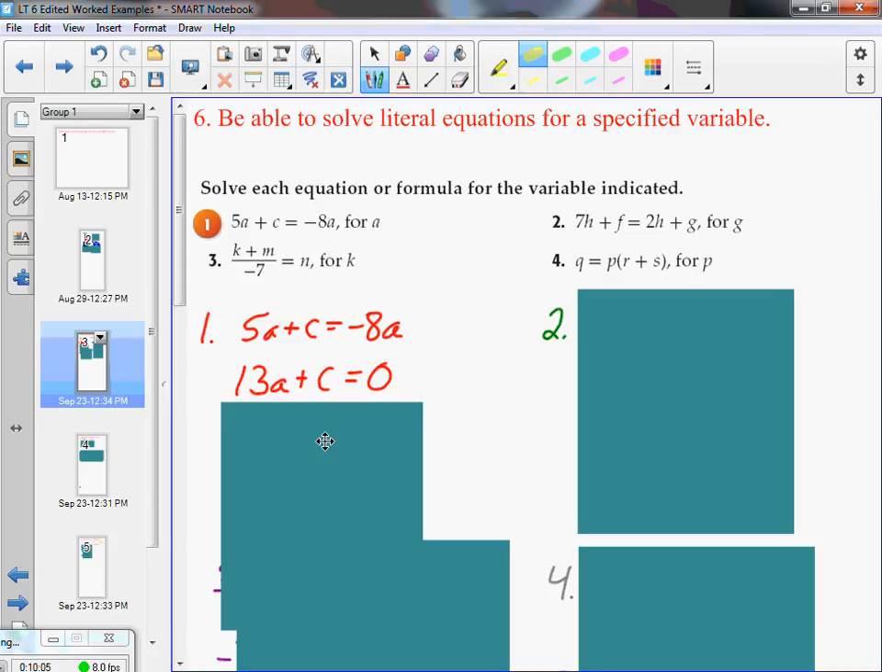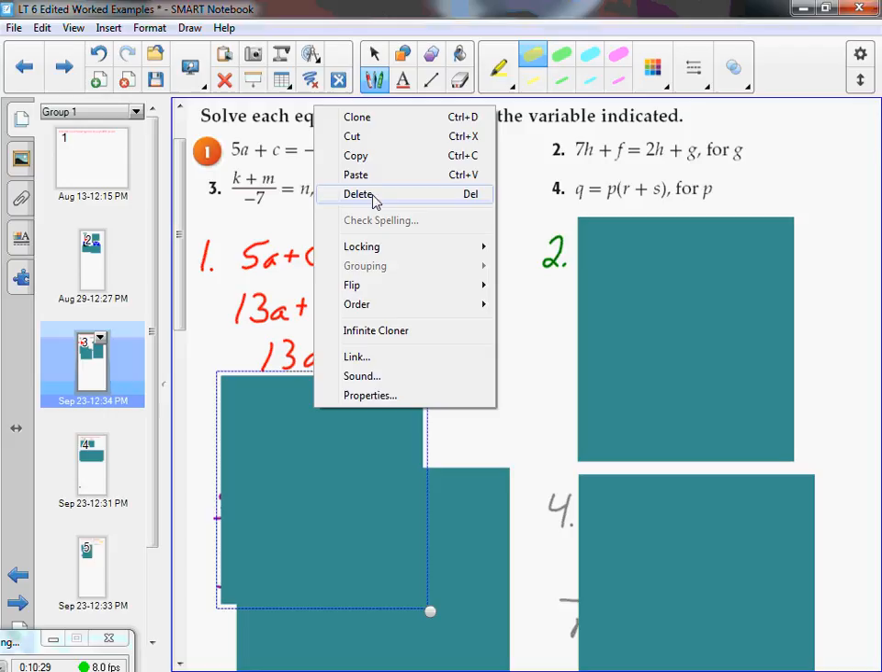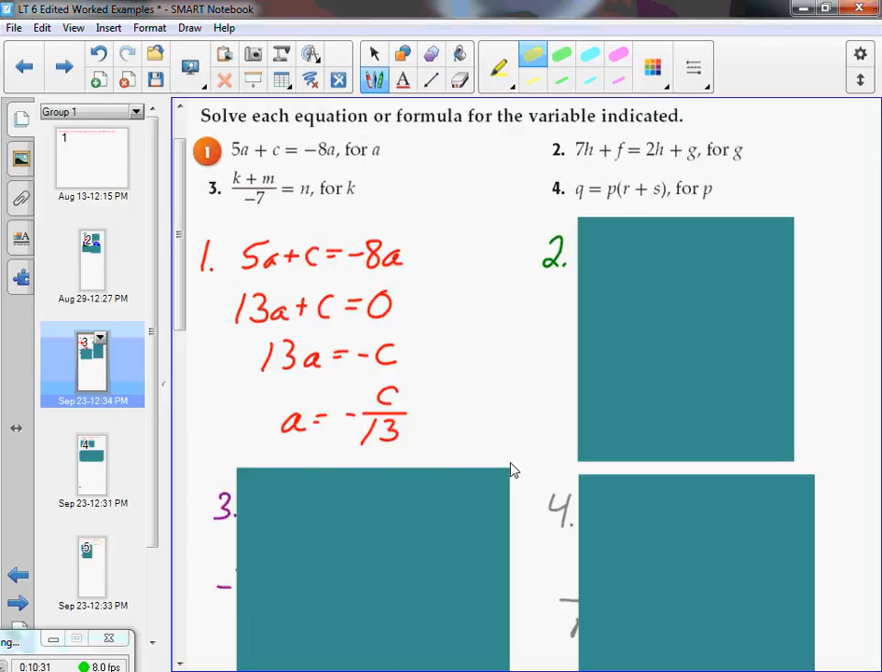On the other side, negative 8A plus 8A is 0. Now, I actually did some simplifying there, didn't I? I simplified 5A plus 8A and called it 13A. Now that I've done that, the rest of this equation works out like the other ones we've been doing. Subtract C from both sides. 13A equals negative C. And then what's the last step? You got it. So A equals negative C over 13.